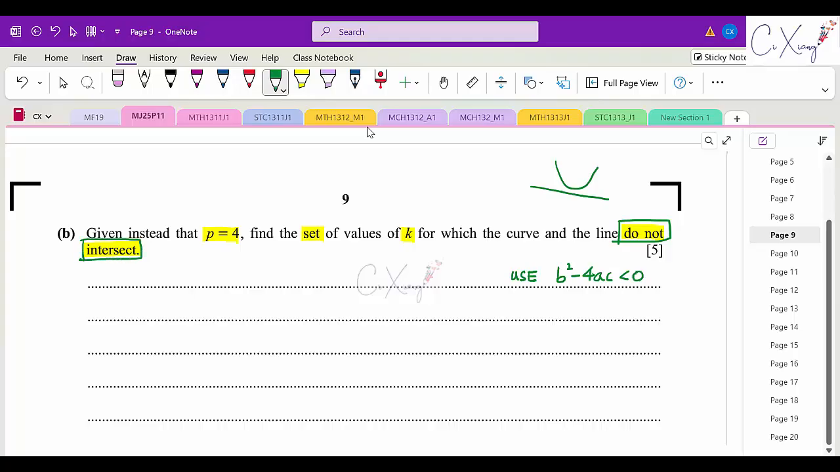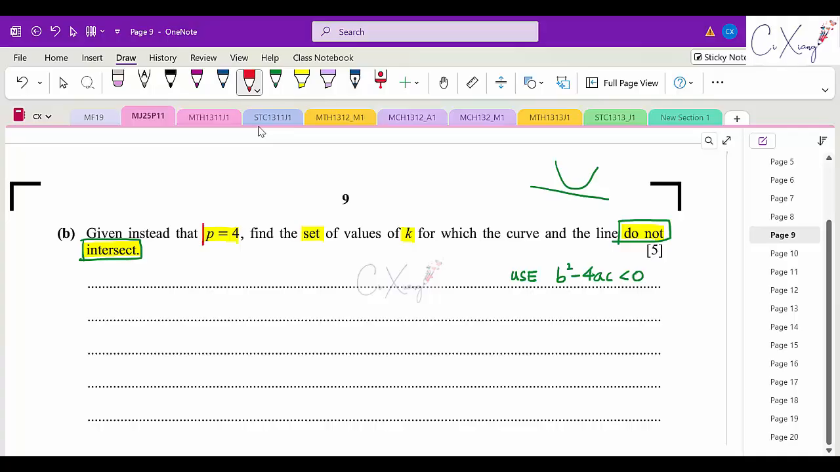Okay, but before we can use b squared minus 4ac smaller than 0, we have to substitute our equation into the other one, into each other. That means you assume that you want to find the intersection point. Then you need to form a quadratic equation first before you can apply b squared minus 4ac smaller than 0. Okay, so let us start.